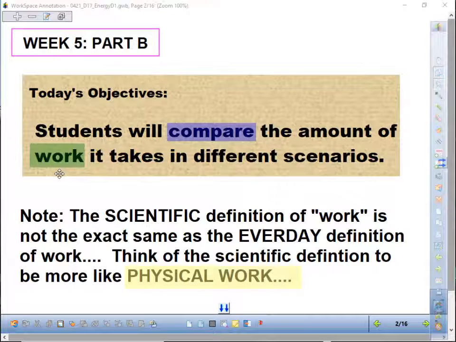What is work? Well, the scientific definition of work is not the exact same as the everyday definition of work. I want you to think of the scientific definition of work to be more like physical work. For example, here's an everyday use of the word work. Right now, you're sitting here watching this video, so you might tell your parents, hey, I'm doing my homework. Well, this is not physical work, right? You're just staring at a screen. So this does not meet the requirements of the scientific definition of work. So the definition of work that we're going to be using, think of more of physical work.